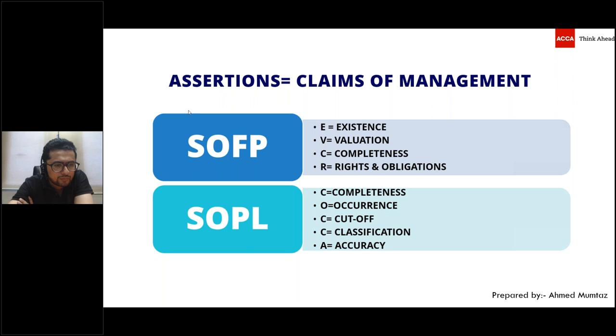Not exactly. Existence and completeness are not the same. Existence and occurrence are the same. Give me a few minutes, I need to go into the profit and loss account assertions. Wait a second. Yes, classification can also be part of the statement of financial position. For example, you need to make sure you split the current liability and non-current liability appropriately, and you split the share capital and share premium appropriately.